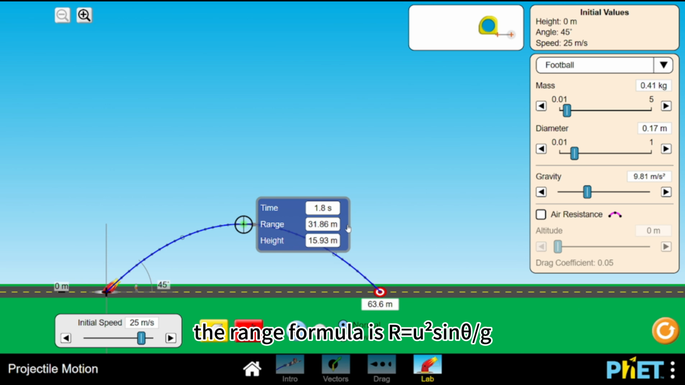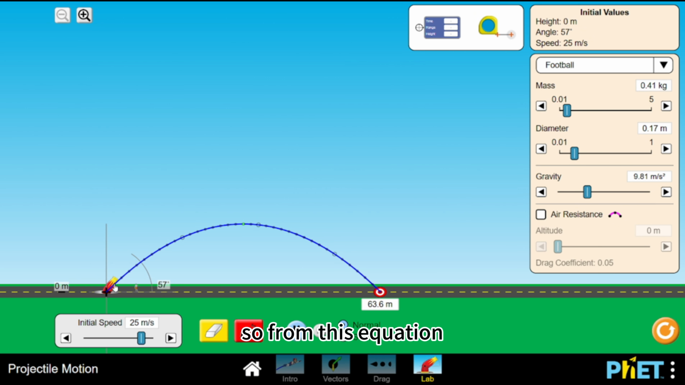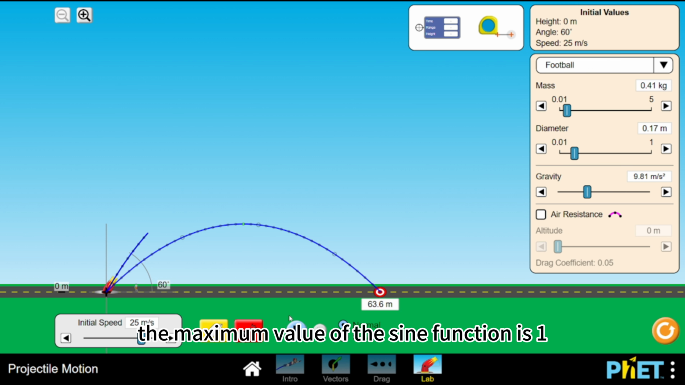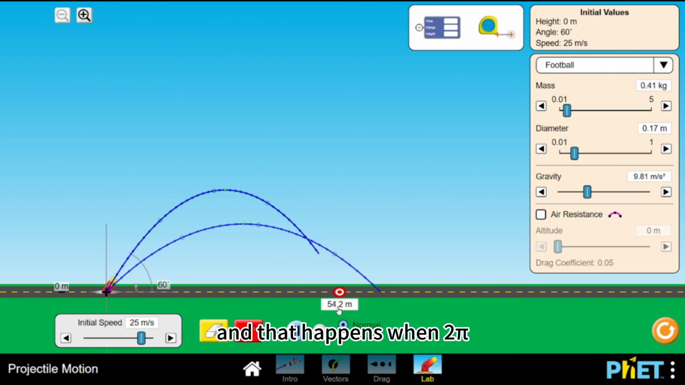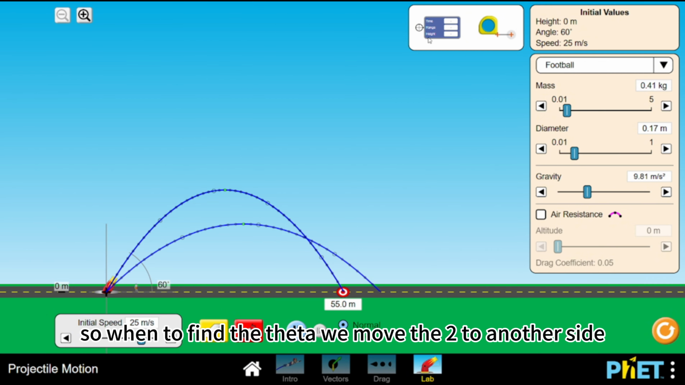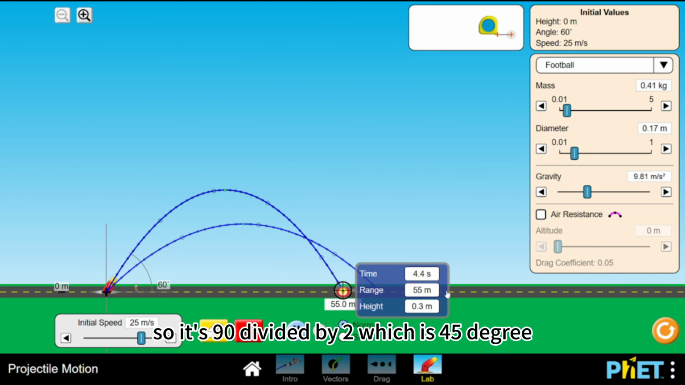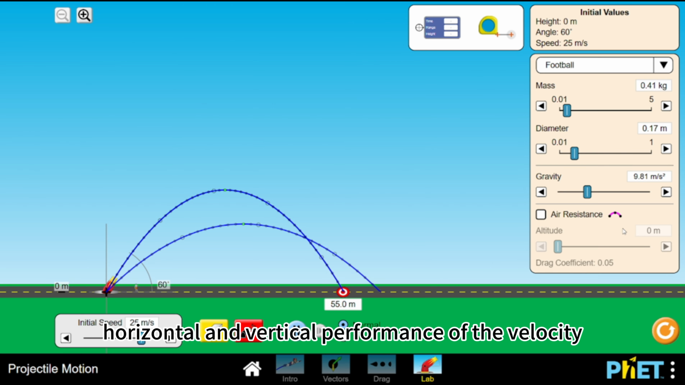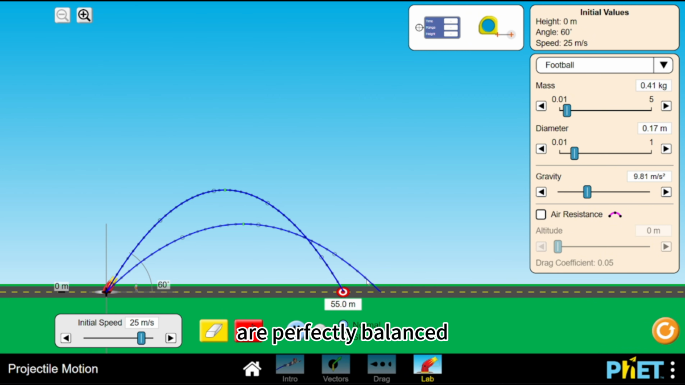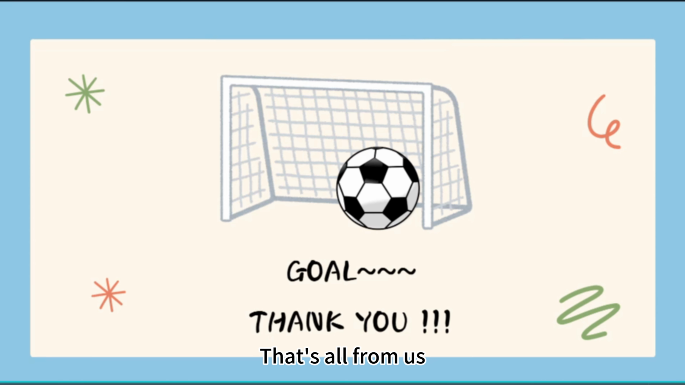It is because the range formula is r equals u squared sine 2 theta over g. So from this equation, the range depends on sine 2 theta. The maximum value of the sine function is 1, and that happens when 2 theta equals 90 degrees. So to find theta, we move the 2 to the other side, so it's 90 divided by 2, which is 45 degrees. And at this angle, the horizontal and vertical components of the velocity are perfectly balanced, giving the maximum range.